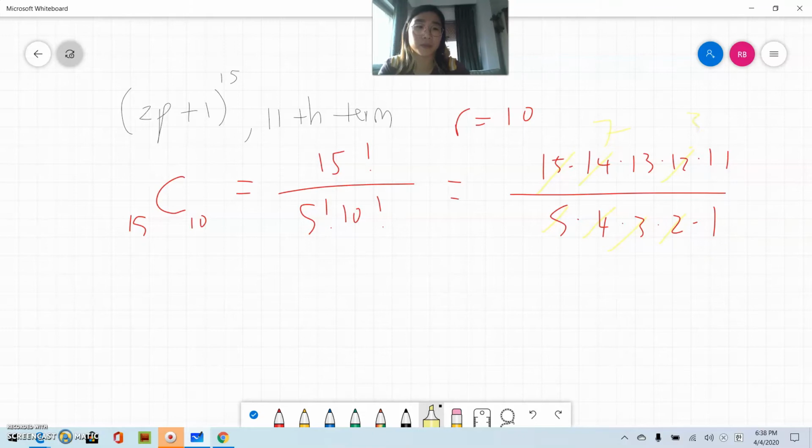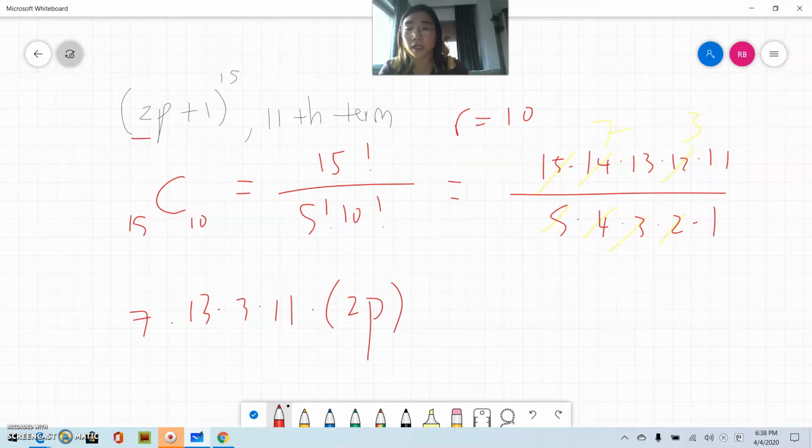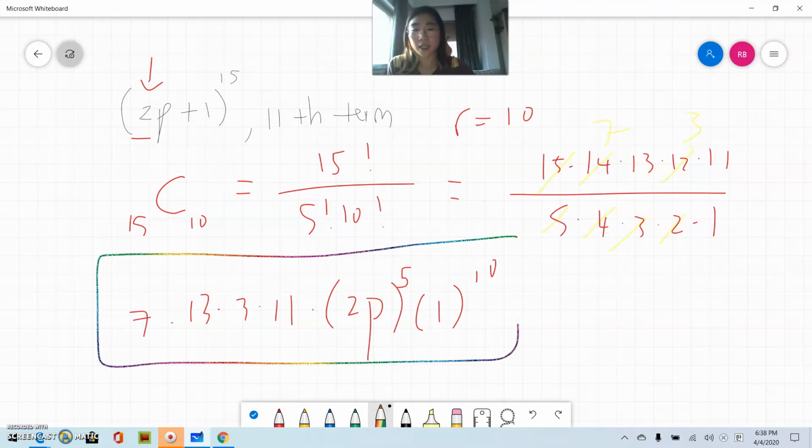So whatever that number is, it's 7 times 13 times 3 times 11. We're not done because this one is different. It's 2p to the 5th power. The reason it's 5 is because my r is 10. That means my first term gets 15 minus 10. And then it's 1 to the 10th power, right? And this will be the answer.